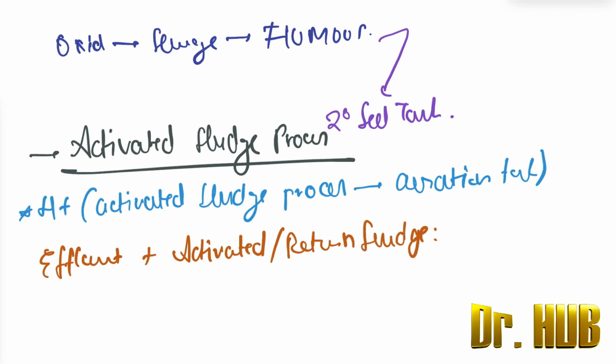This is sludge from the final settling tank. It is then exposed to aeration, and this exposure will be for 6 to 8 hours.